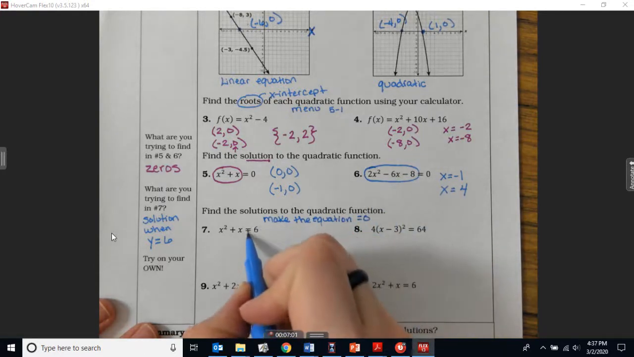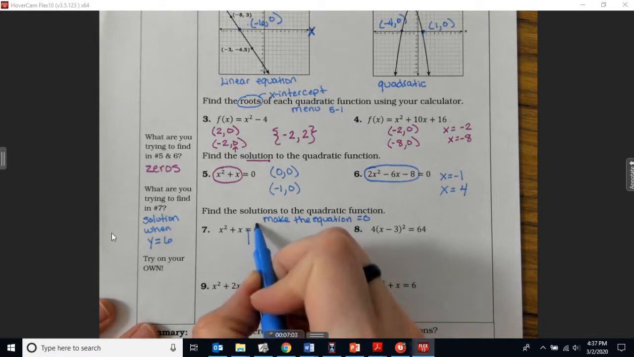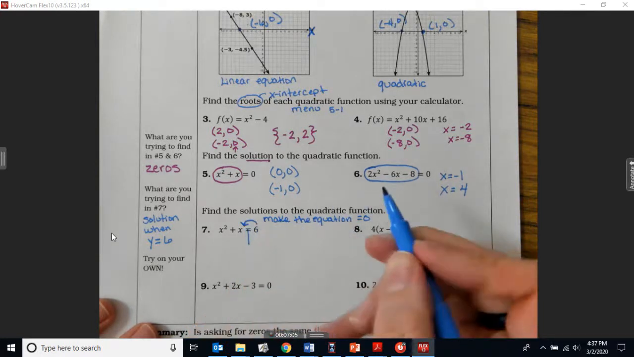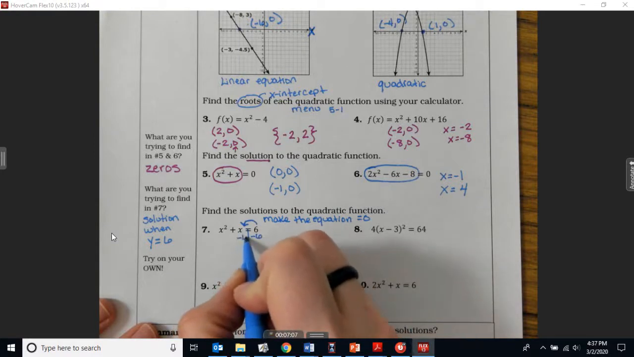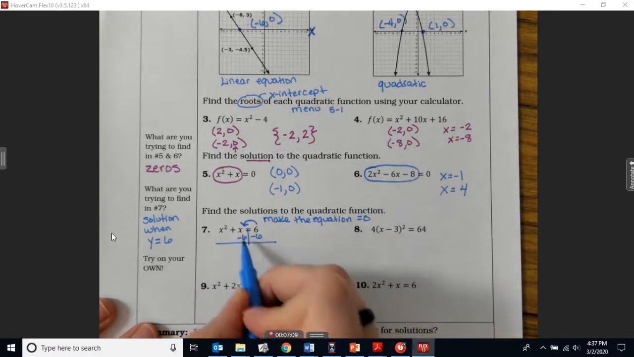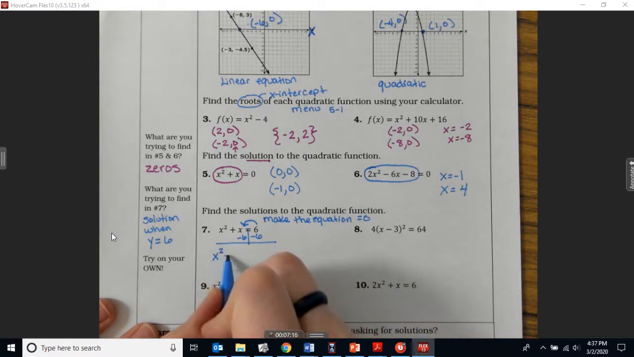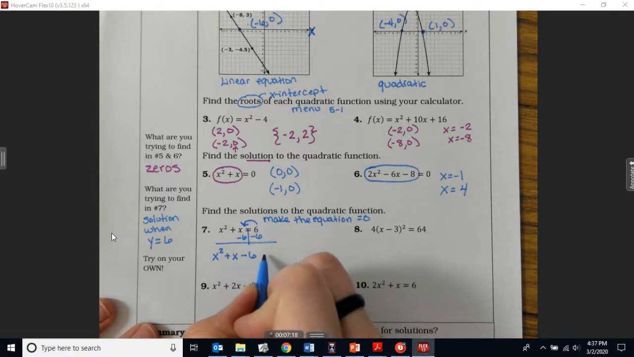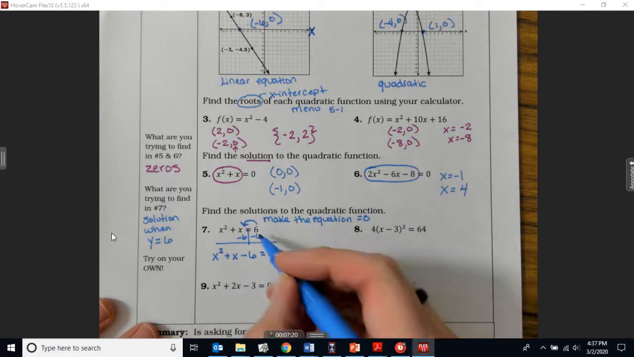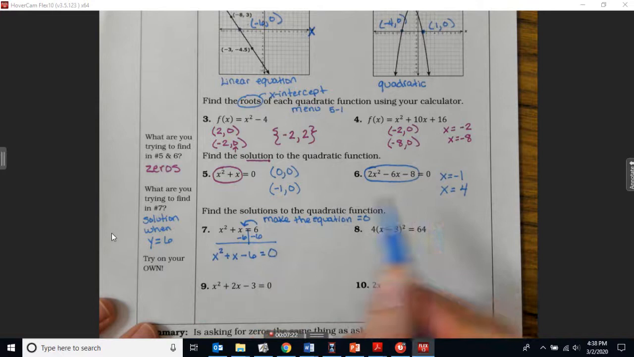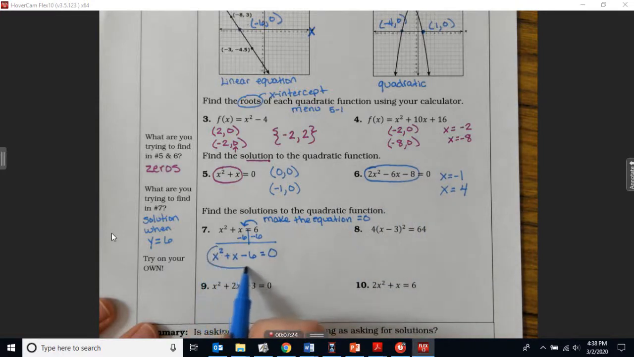In order to move a positive 6 over, we need to subtract it, so -6 on both sides. There's nothing to subtract it from. We're going to keep this really simple today. Just move it over. So we have x squared plus x minus 6 equals 0, because 6 minus 6 is 0. Now you can type this part into the calculator and find your zeros.